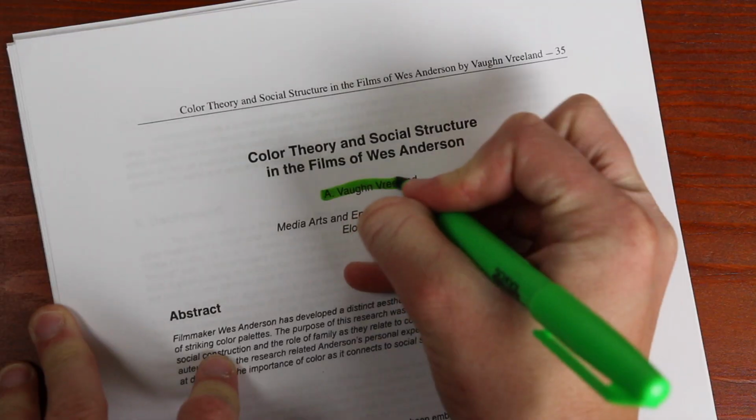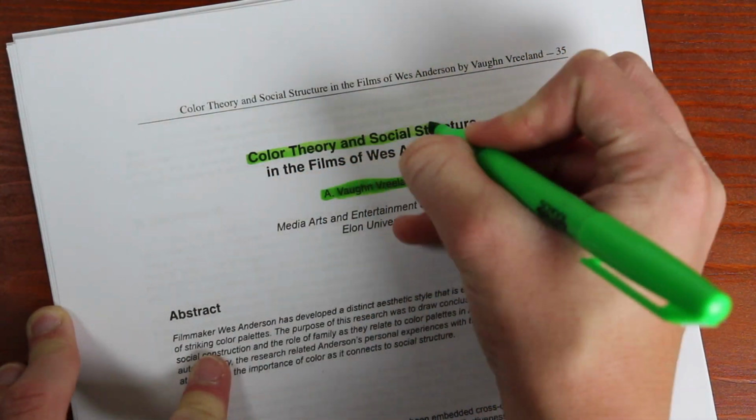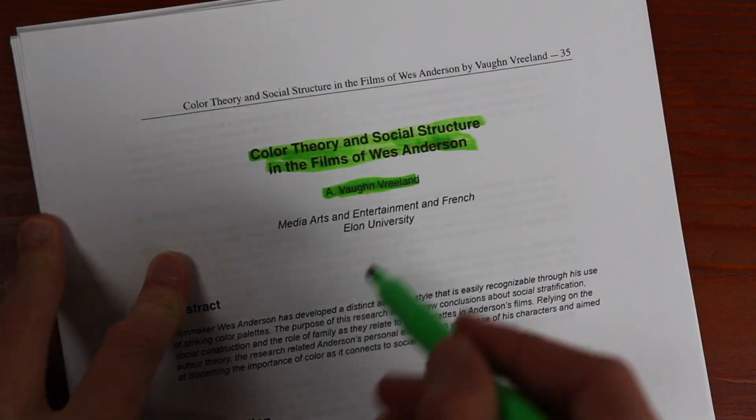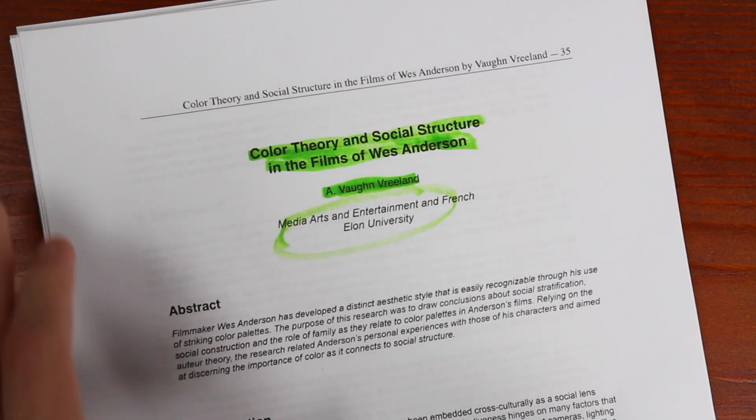In 2015, Von Vreeland wrote the phenomenal paper Color Theory and Social Structure in the Films of Wes Anderson. It's published in the Elon Journal of Undergraduate Research in Communications, and you can click the eye to read the full paper, but here is the summary.